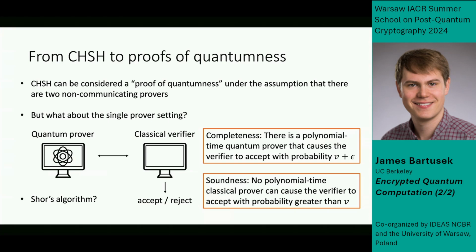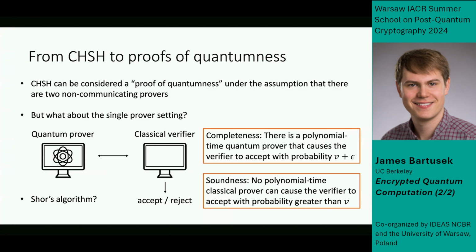So for example, what about Shor's algorithm, right? Suppose the verifier just multiplies two large prime numbers and sends the result to the prover. Under the assumption that factoring is hard for classical machines, if the verifier receives the factorization back, then they can be sure that the prover was indeed quantum. So Shor's algorithm also gives us a proof of quantumness.